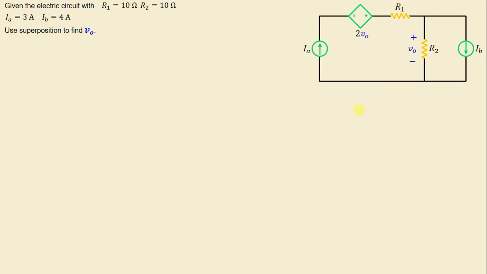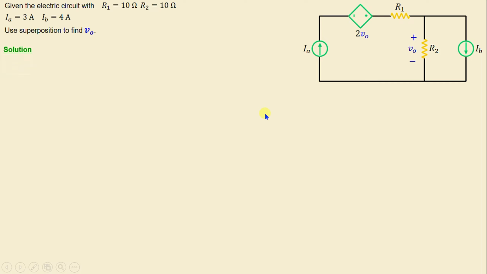Let's consider this network consisting of two resistors labeled R1 and R2, as well as two independent sources. Additionally, we can observe the presence of a dependent source, especially a voltage-controlled voltage source. The question now is to use the superposition method to find the voltage VO across the resistor R2. Let's move on to the solution.